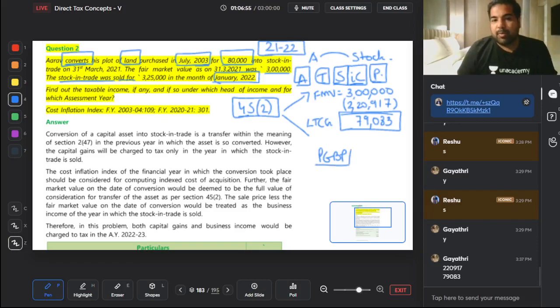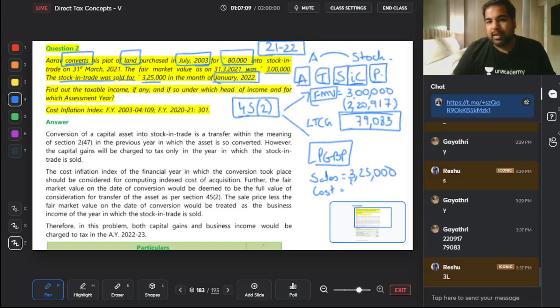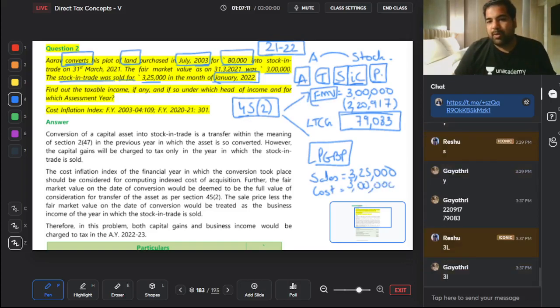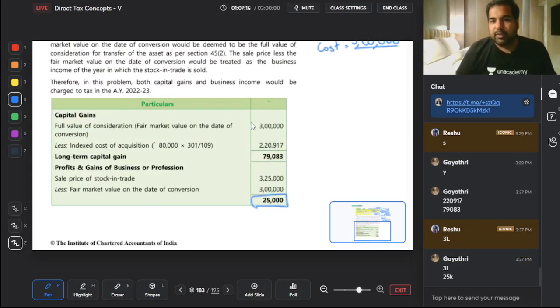And now PGBP. How much have you sold it for? You've sold it for 3,25,000. So that is your sales. And now you've not bought this land, you've converted it. So what is the cost? The cost is the FMV, guys. The FMV will be used twice, that is 3 lakh. So your PGBP is 25,000. So here it is, 25,000 and 79,083, two numbers that will get you your marks.